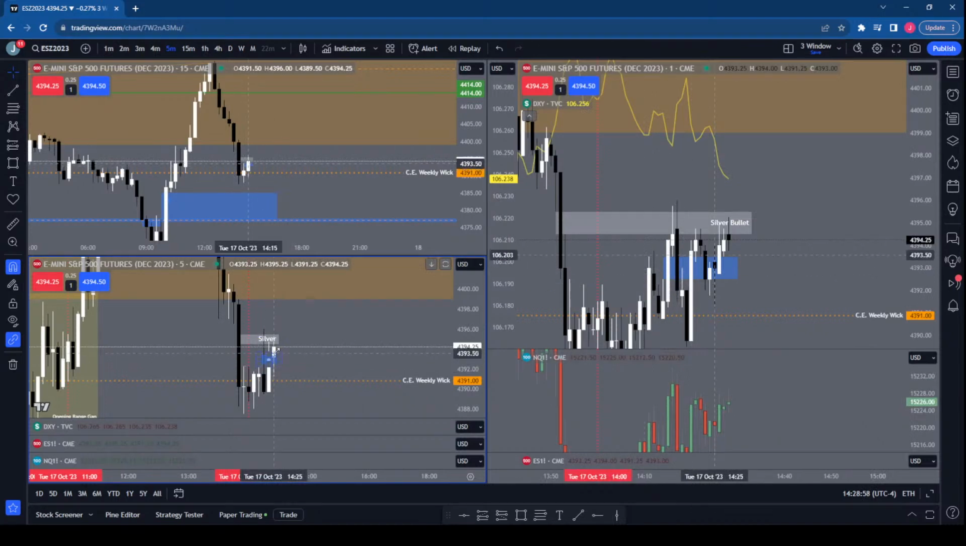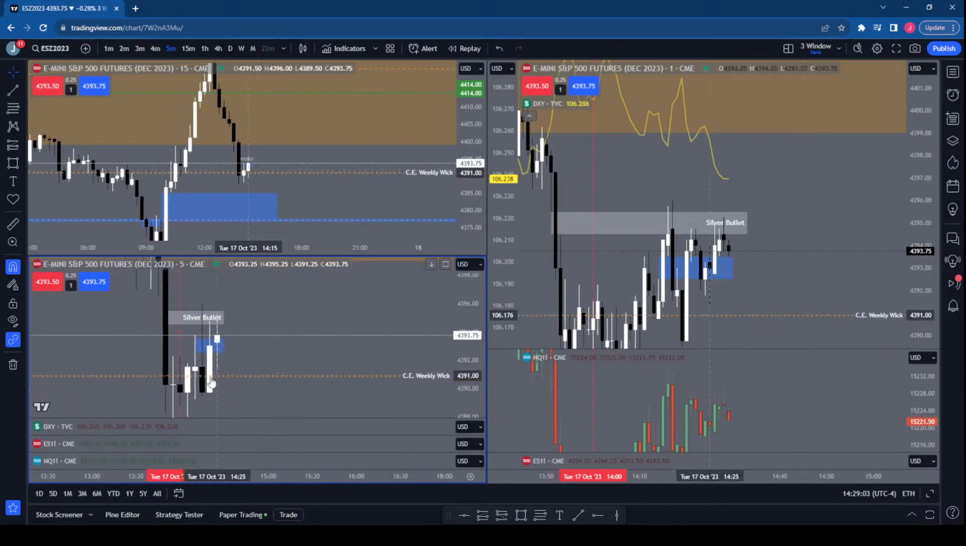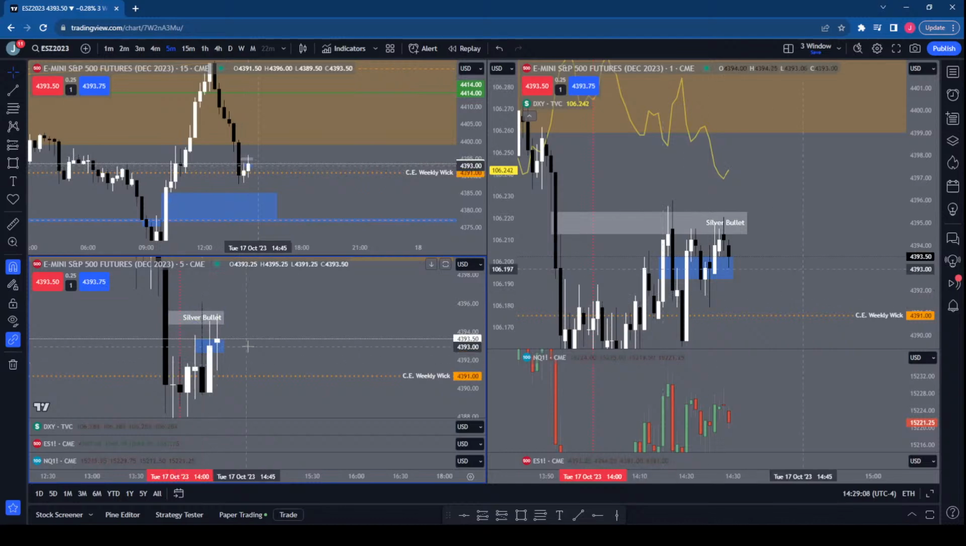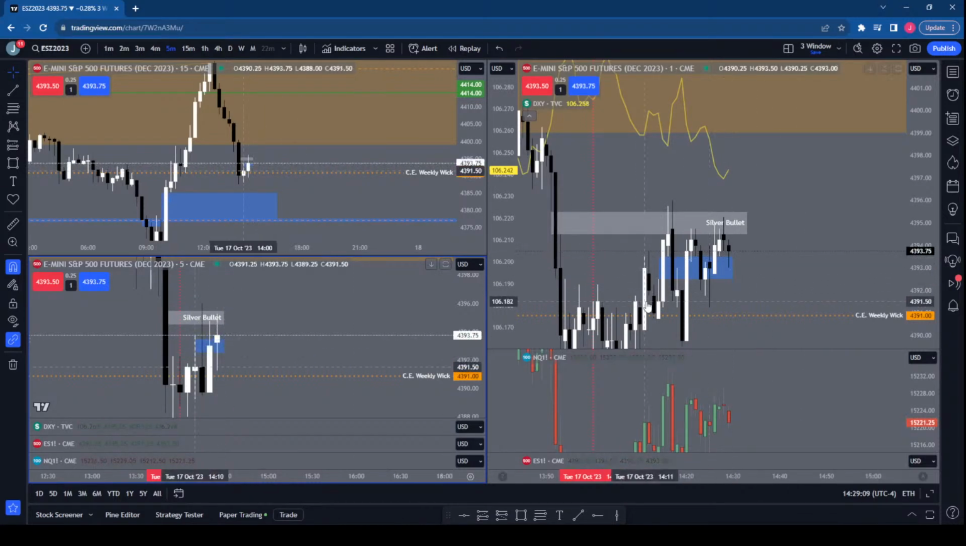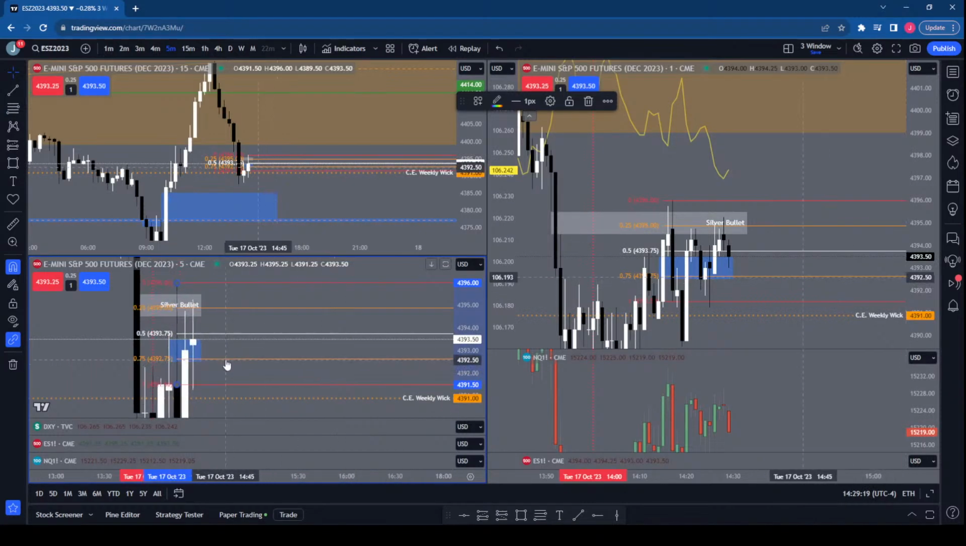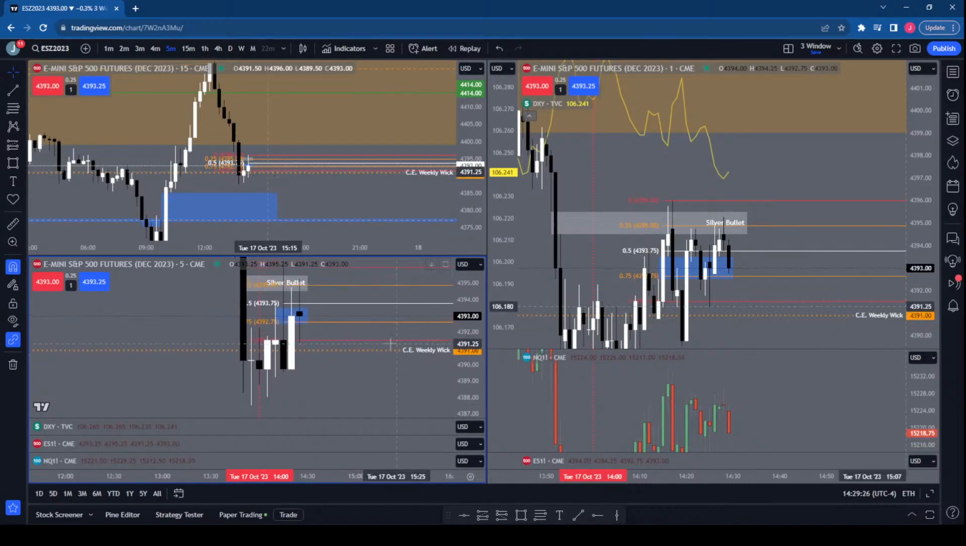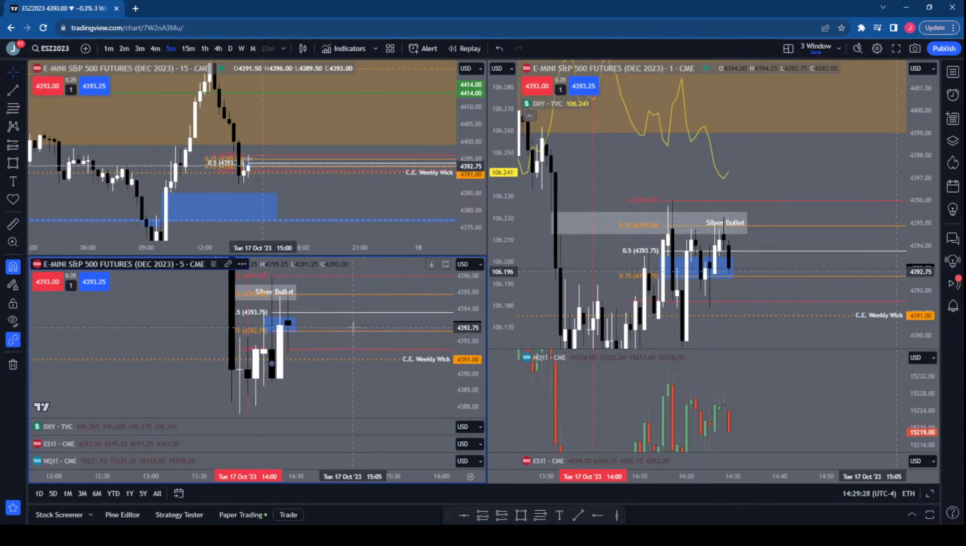I'm interested to see how this 5-minute candle closes, because this one respected the consequent encroachment of this wick. So if this rolls over a little and also respects consequent encroachment of this wick, I think our downside narrative is even more in play. As you can see, consequent encroachment right here.